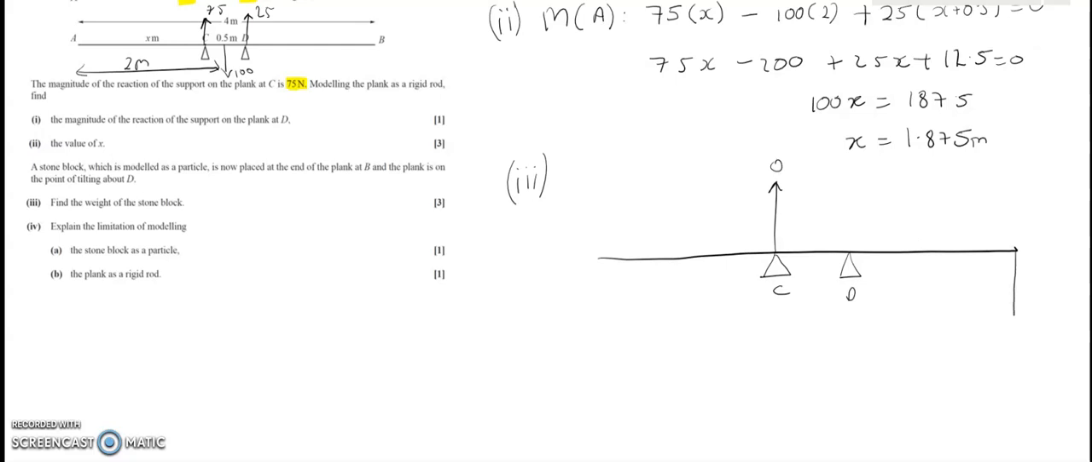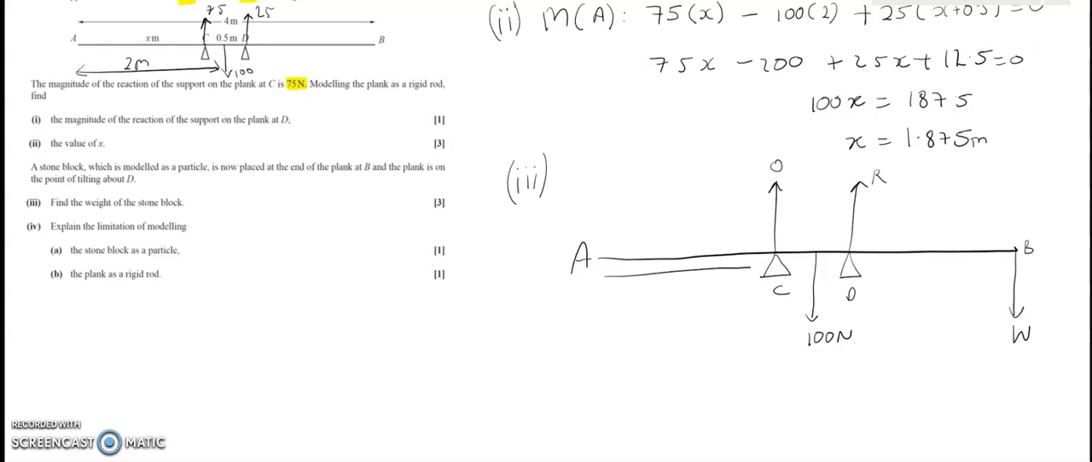So we don't know the weight of this block, this particle at B. Let's just call it W. So that's for the weight. There's no force there, it's just A. Right. And we're going to have a reaction here. And we're still going to have the weight of the rod as 100 newtons.